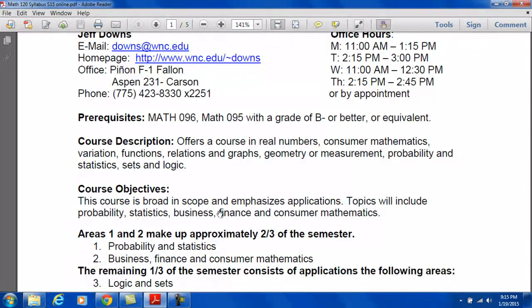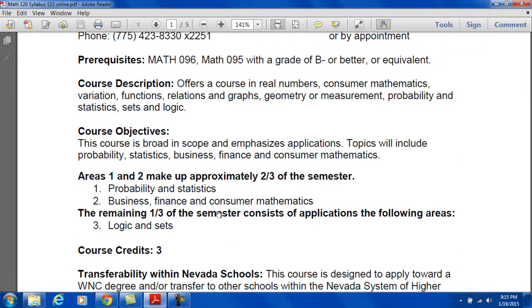Course description offers a course in real numbers, consumer mathematics, variation, functions, relations, and graphs, geometry or measurement, probability and statistics, sets, and logic. The course is broad in scope and emphasizes applications. Topics will include probability, statistics, business, finance, and consumer math. Areas 1 and 2 make up approximately 2/3 of the semester, and that's probability, statistics, and business, finance, and consumer mathematics. The remaining 1/3 of the semester consists of applications of the following areas: logic and sets.